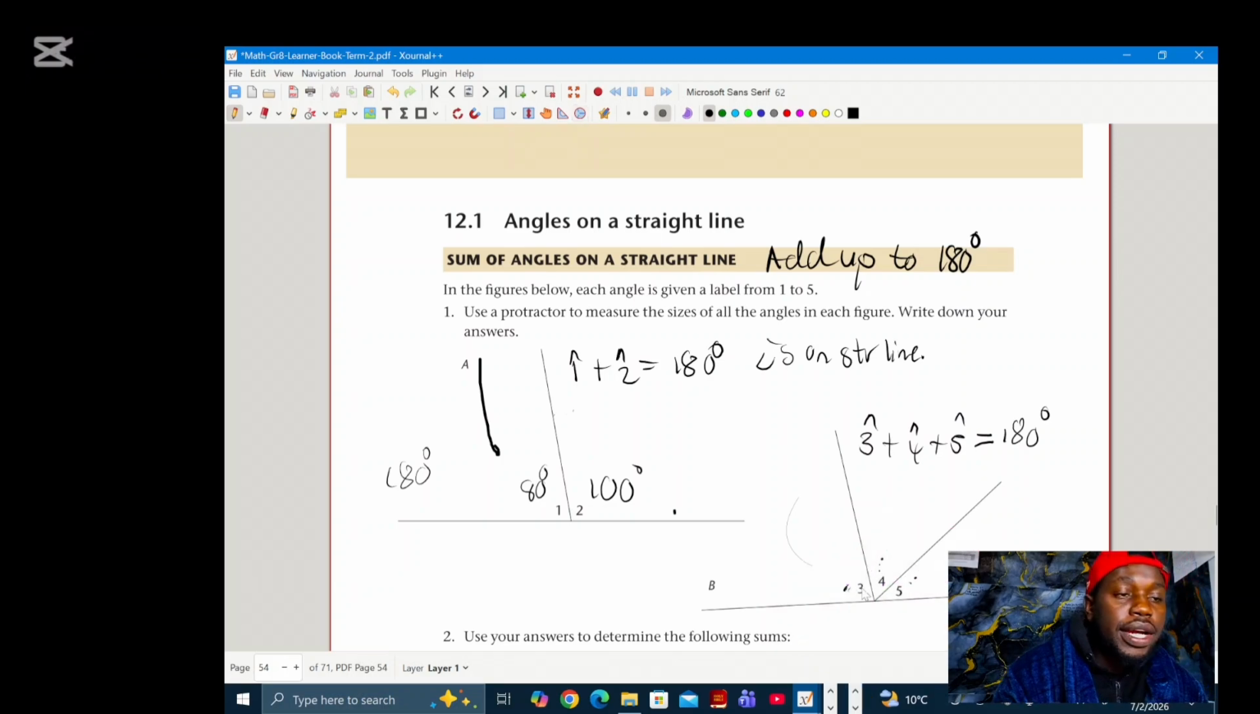Therefore I'm going to do this one here of 3, 4, 5, but it's still going to give us 180. Therefore we now know that angles on a straight line add up to 180 degrees.